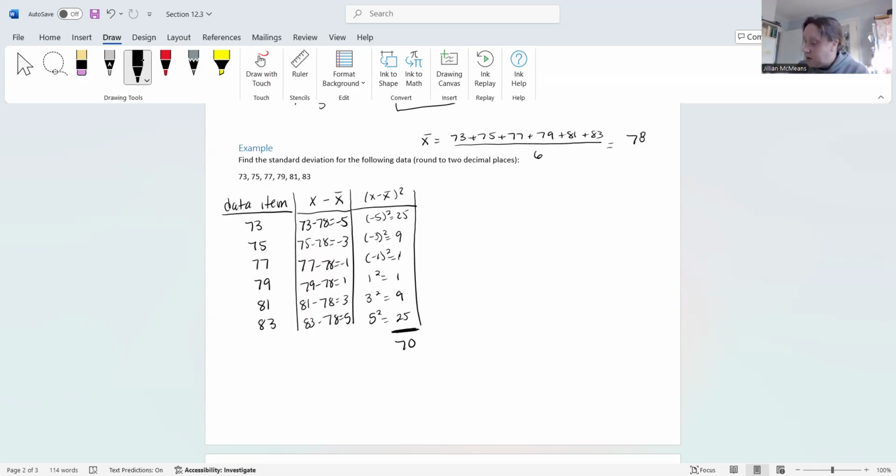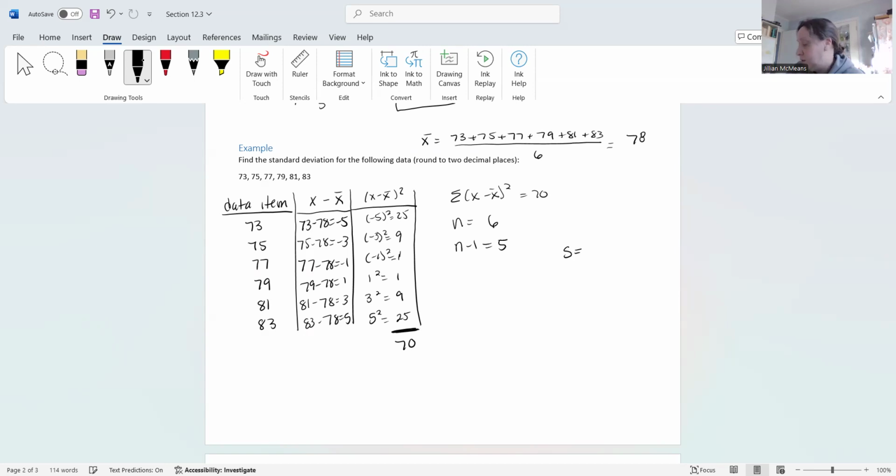So far, we've got, let me do it over here, the sum of x minus x bar squared is 70. Now we need to figure out the denominator of the formula. So we need to know what n is. Remember, n is the number of data items we have in the list, which is 6. N minus 1 is 5.